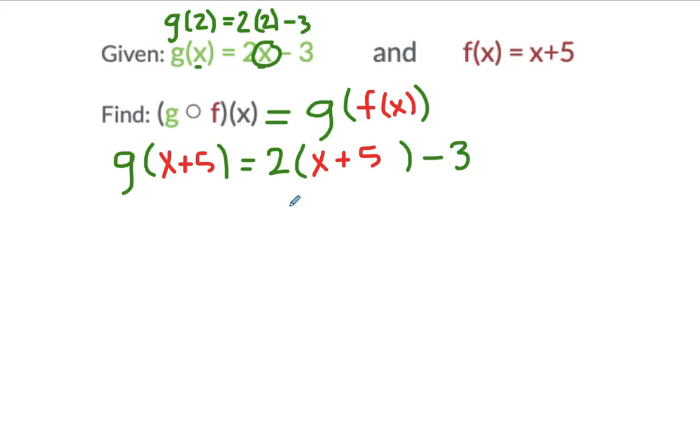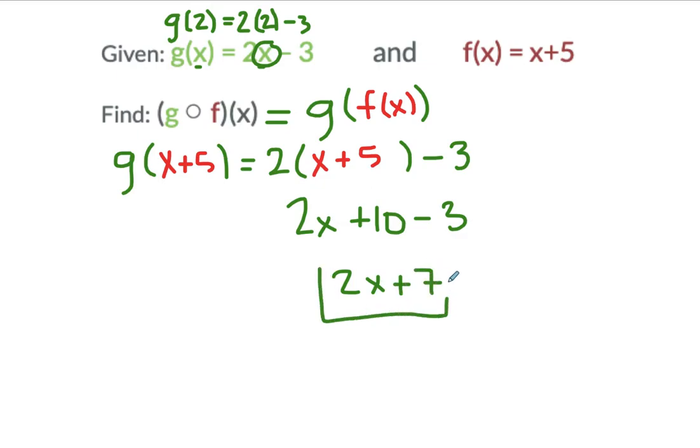Now all we have left to do from here is simplify. So distribute that 2. We get 2x plus 10. And then bring down the minus 3. Combine our like terms, and we get 2x plus 7. So this is our final answer.